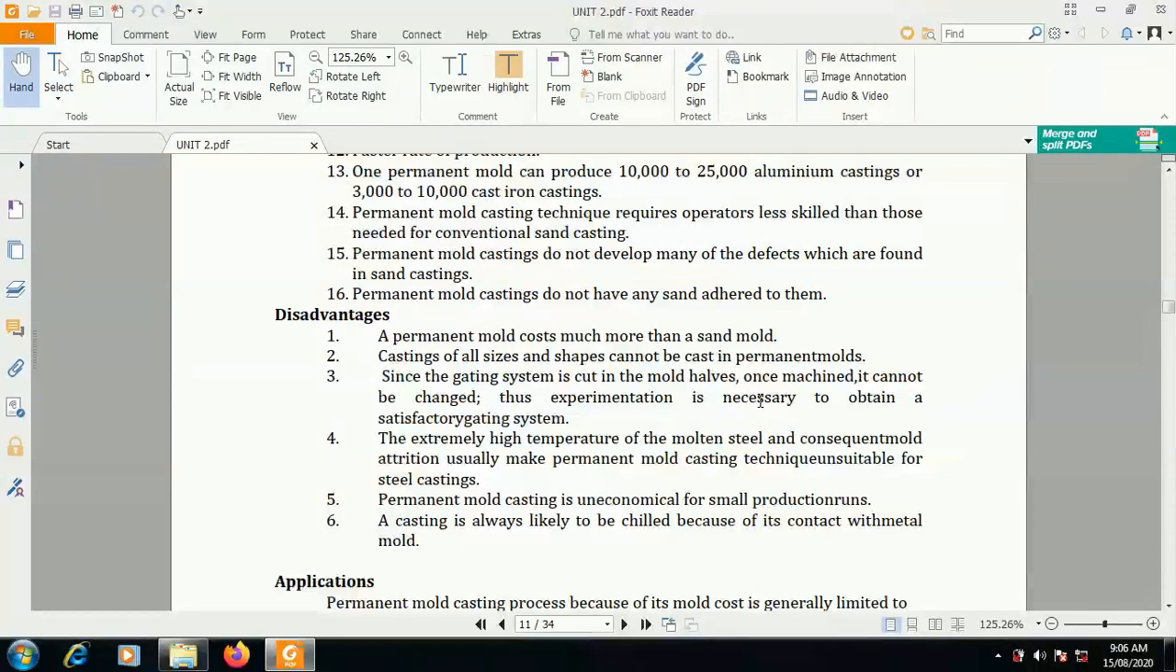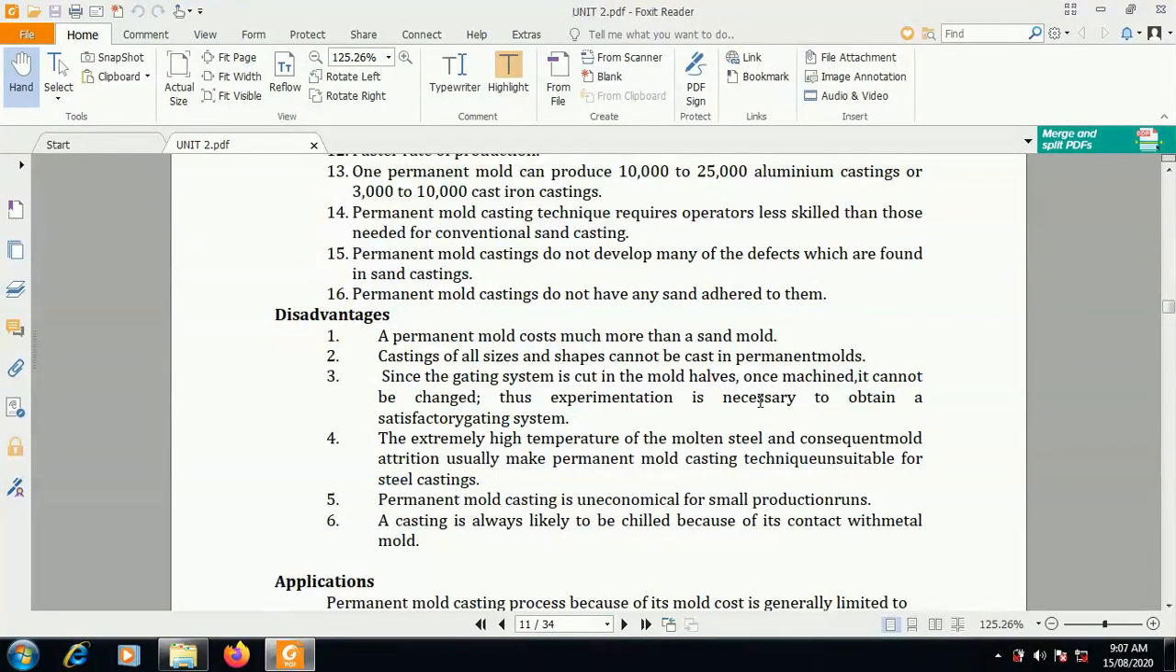Again, castings of all shapes and sizes cannot be cast in a permanent mold, because if the casting is very complicated, it will not be easy for us to remove it from the mold cavity. That is the limitation about shape and size. Shape should not be so complicated that it is not possible for us to remove it. Again, the gating system cut in the mold halves, once machined, cannot be changed. Thus experimentation is necessary, which we have already discussed.